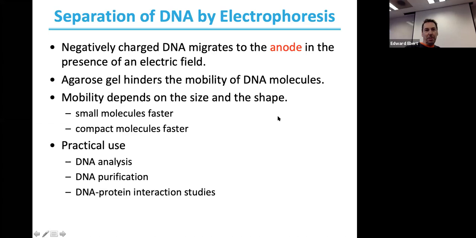So once we've done this, we know our DNA will migrate towards the anode because our DNA is negatively charged. We'll have the agarose gel that will hinder the movement of this. So longer DNA migrates more slowly. Smaller DNA fragments will migrate faster.